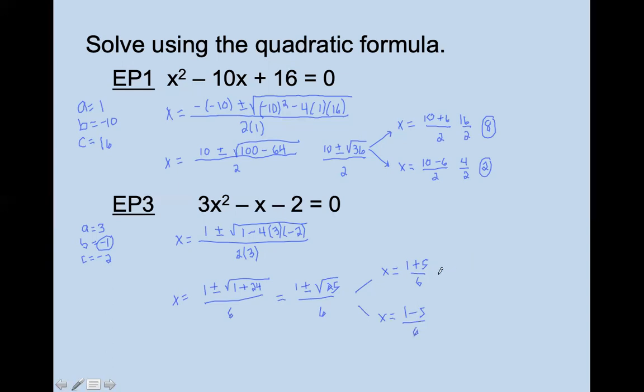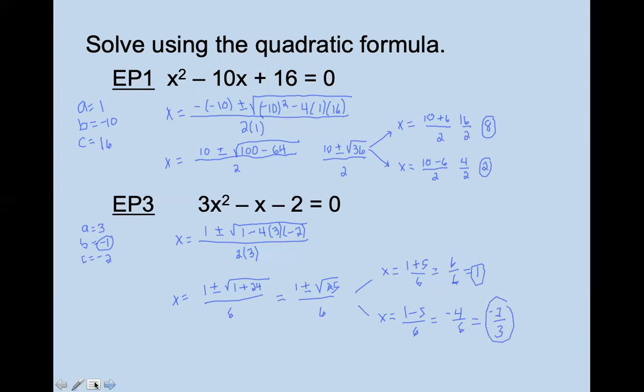All right, I'm going to simplify those. 1 plus 5 is 6. 6 divided by 6 is 1. So one of my solutions, one of my x values, is 1. In this case, I have 1 minus 5 is -4 over 6. We always want to try to simplify these fractions when we can, and -4 over 6 can be simplified. They're both divisible by 2. So we end up with -2/3. All right, so our two solutions are 1 and -2/3.